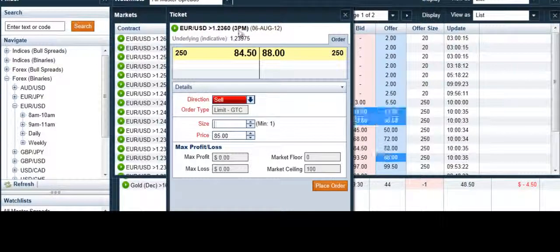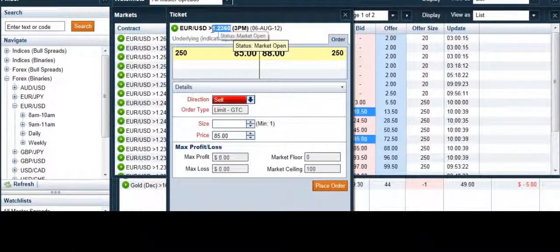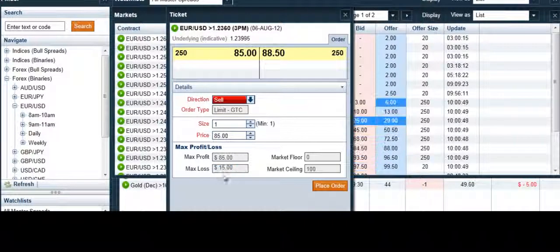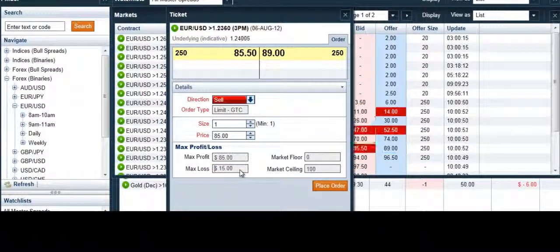What I'm saying, if I short or sell this position, is I think the Euro US dollar is going to drop at least 40 pips in the next 5 hours. And if it does, it's only going to cost me $15 to actually place this trade. So it's going to cost me $15, but if I win, I will get back $100.